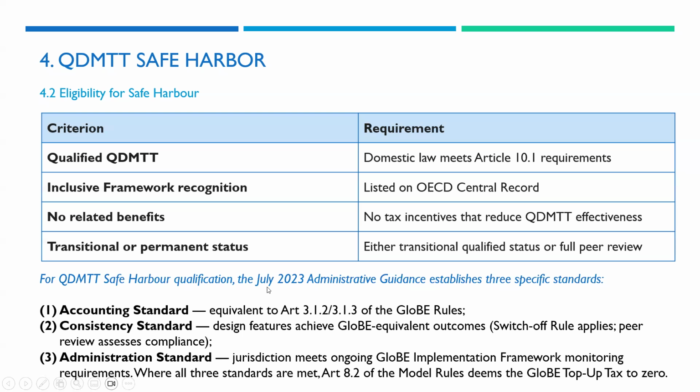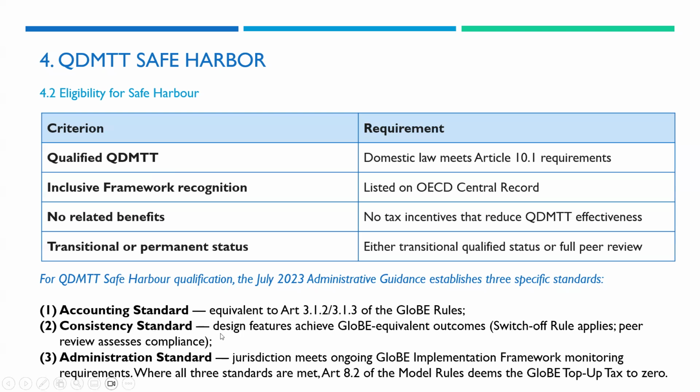Now, for QDMTT safe harbor, the July 23 administrative guidance specifies three specific standards. What it says is the accounting standard should be equivalent. For a qualified DMTT, I told you a domestic variation is allowed, but for getting safe harbor status you have to consistently follow the approved and accepted accounting standard also. You can't have your domestic one. If you have a domestic one, you will get qualified DMTT status, but you will not get QDMTT safe harbor status. Then the consistency standard: design features achieve GloBE-equivalent outcomes. Switch-off rule applies. Peer review assesses the company. So what is the switch-off rule?